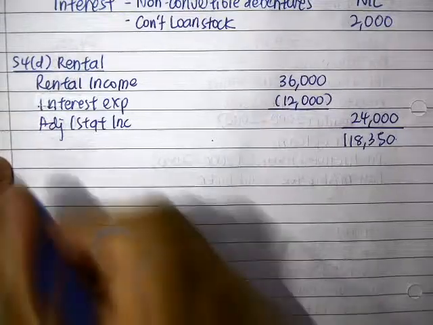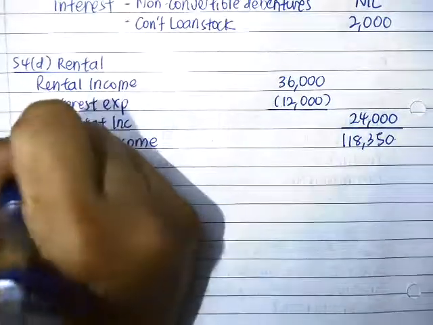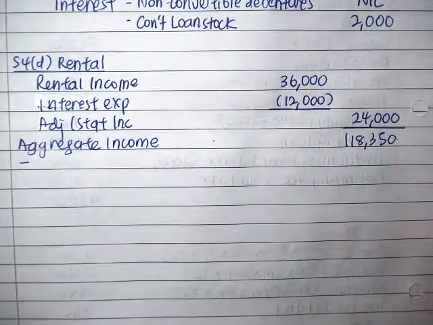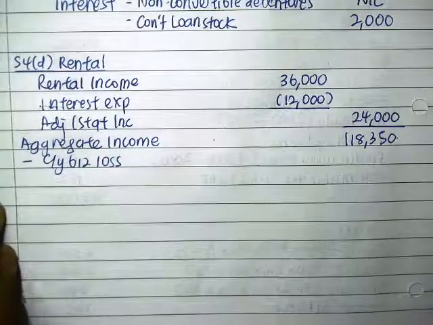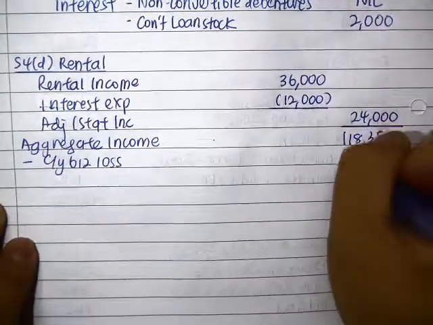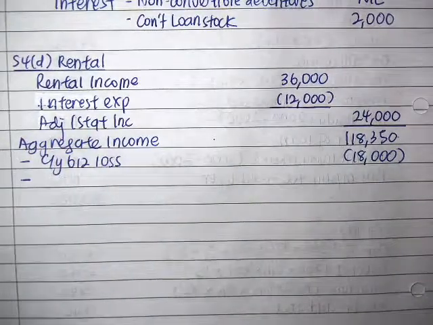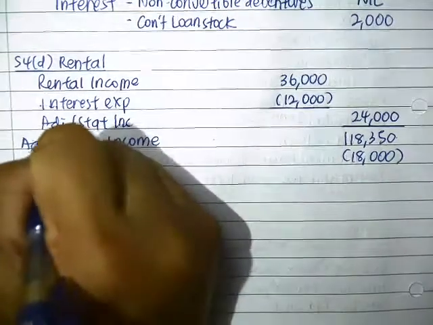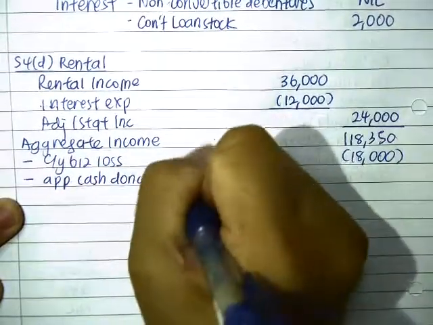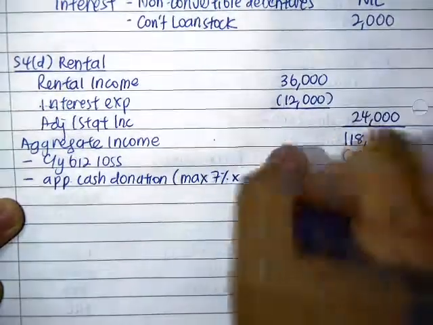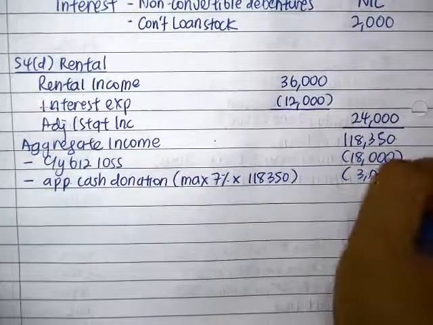What do you call this? Aggregate income. Okay. What do you minus now? Current year business loss. How much? 18. Okay, once you minus the loss, then you minus donation. Now we mentioned donation just now. Okay, my approved cash donation to charity is maximum 7% of 118,350. Now this is 3,000, so surely enough.